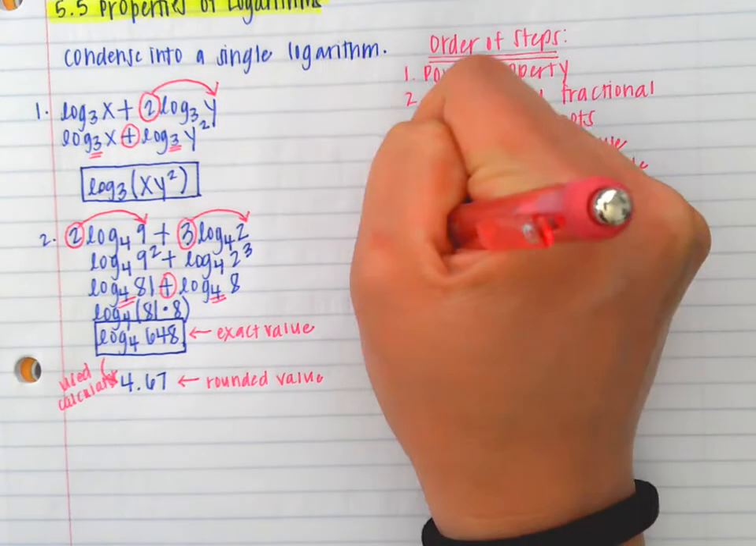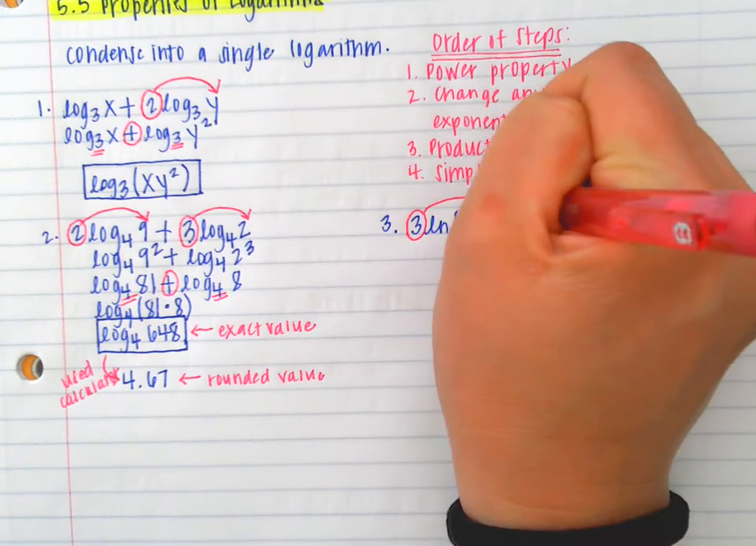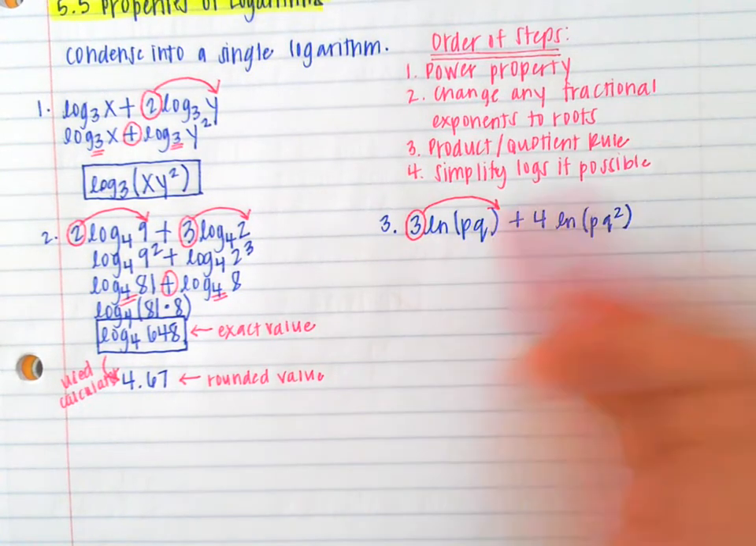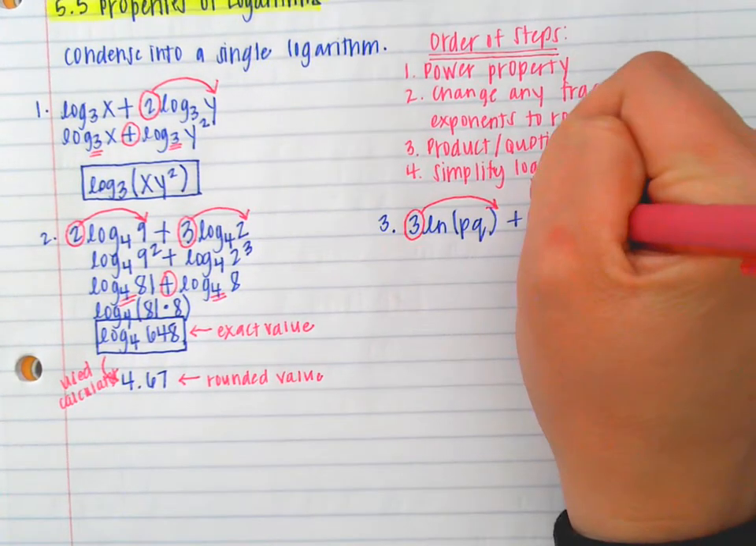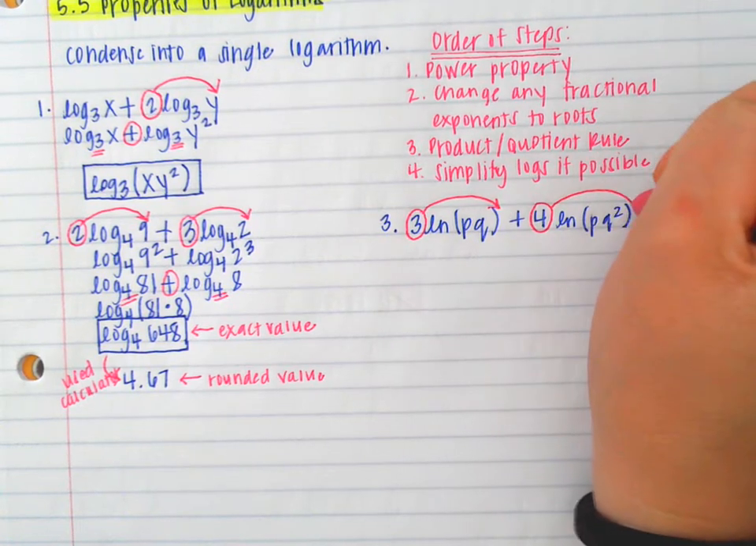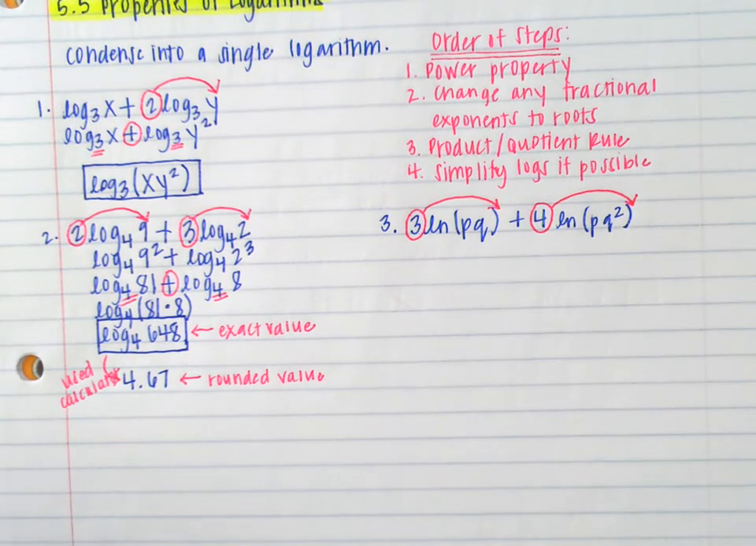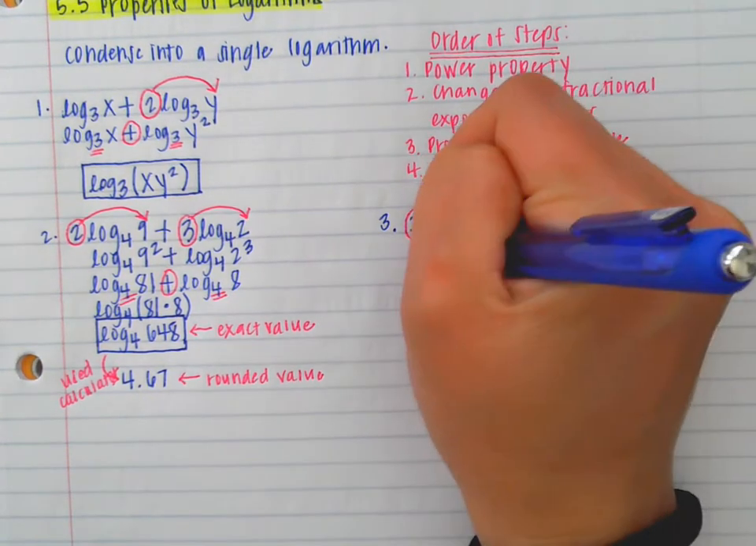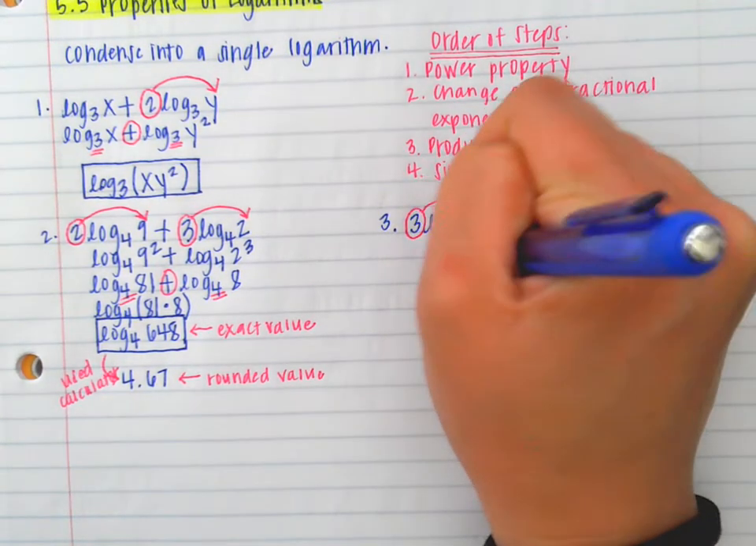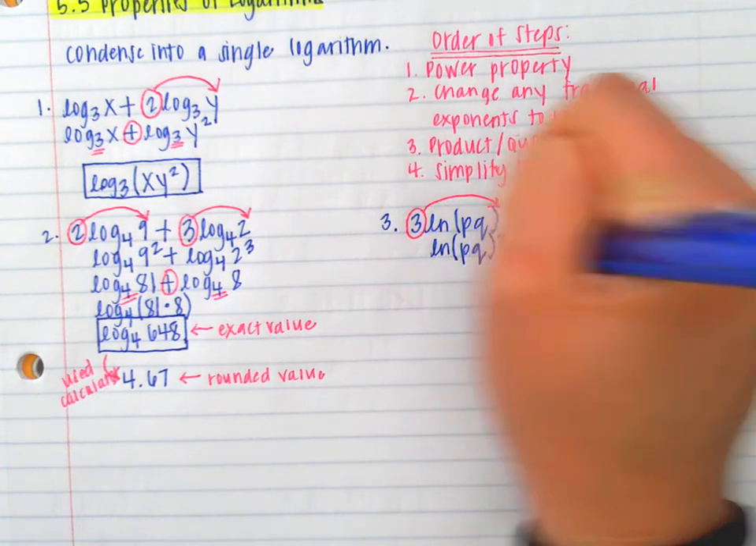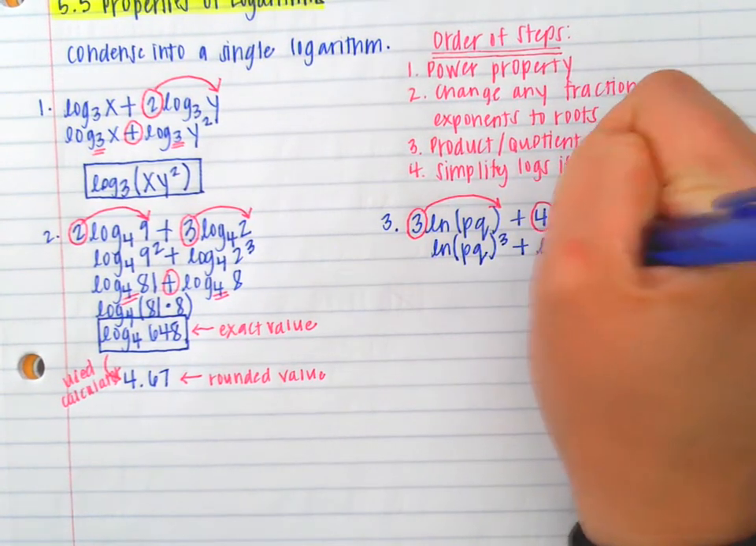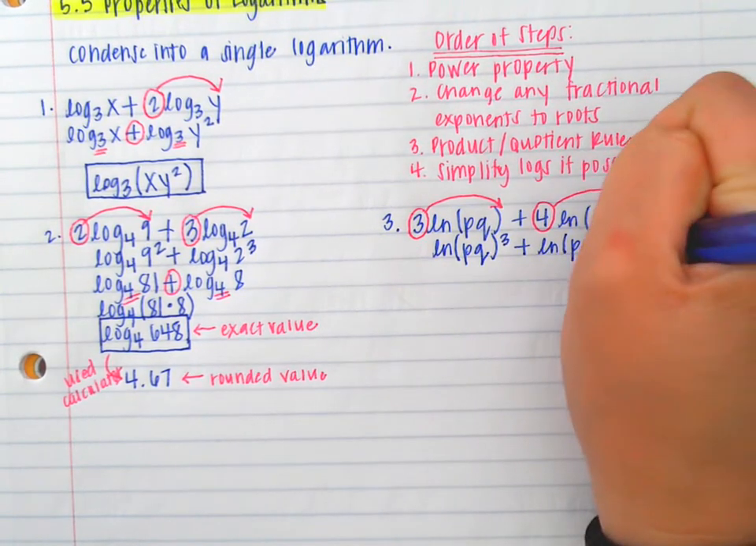So we're going to move the 3 over. Now the 3 is going to be outside the parentheses there. And we're going to move the 4 over. Also, the 4 is going to be on the outside of the parentheses. So that means it's going to be ln PQ cubed plus ln PQ squared to the 4th.